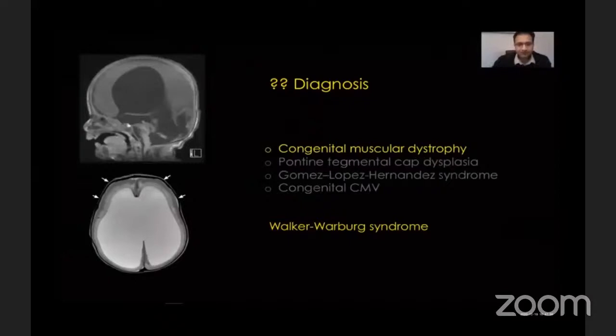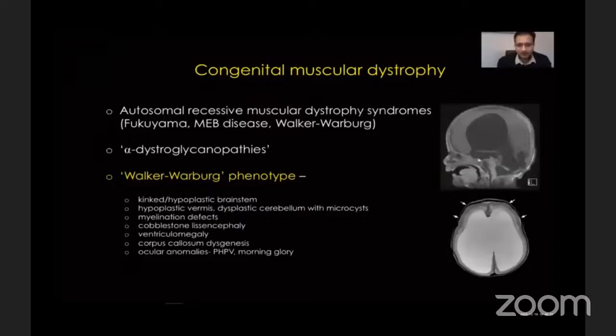So what is congenital muscular dystrophy syndrome? This is a spectrum of autosomal recessive muscular dystrophy syndromes. Some of them have names like Fukuyama's, muscle-eye-brain disease, or Walker-Warburg syndrome. The Walker-Warburg tends to be the most severe of the muscular dystrophy spectrum. These are also called alpha dystroglycanopathies because of the metabolic defect affecting the dystroglycan molecules, which is found in multiple tissues, including the muscle, CNS, and the ocular tissues.